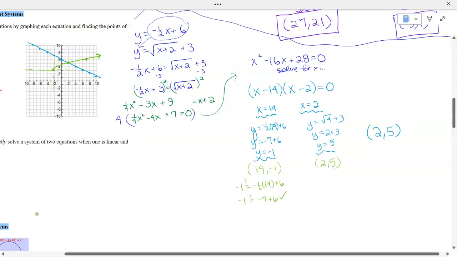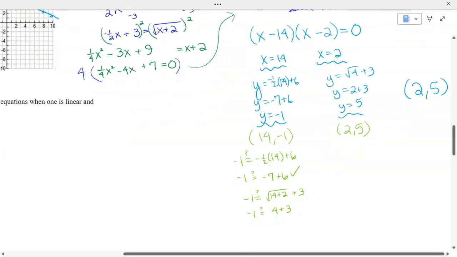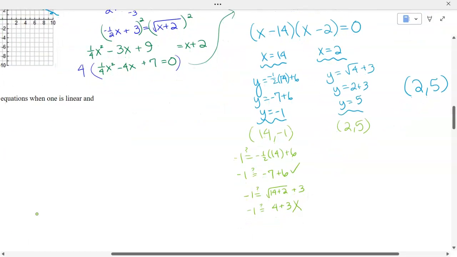So let's try the other problem. So if we have -1, does it equal the square root of 14 plus 2 plus 3? And 14 plus 2 is 16, and the square root of 16 is 4. And here we see that this is not going to work. This is not valid, which means that this answer right here is extraneous.